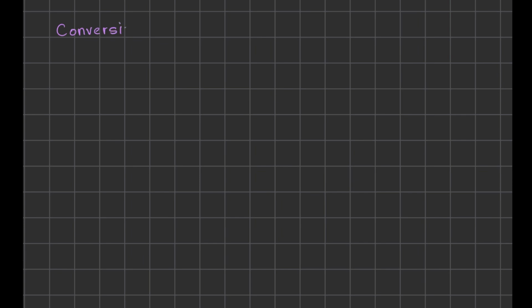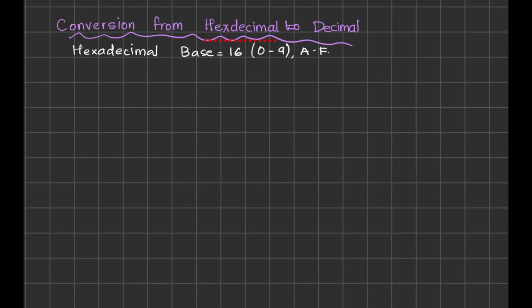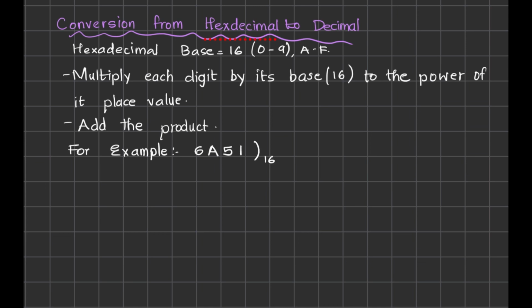Now let's learn how to convert a number from hexadecimal to decimal. The hexadecimal number system is base 16, so it has 16 symbols, 0 to 9 and A to F. To convert, we just have to multiply each digit by its base, which is 16 here, to the power of its place value and add the products. So we can do an example here. Here we have the number 6A51 in hexadecimal.